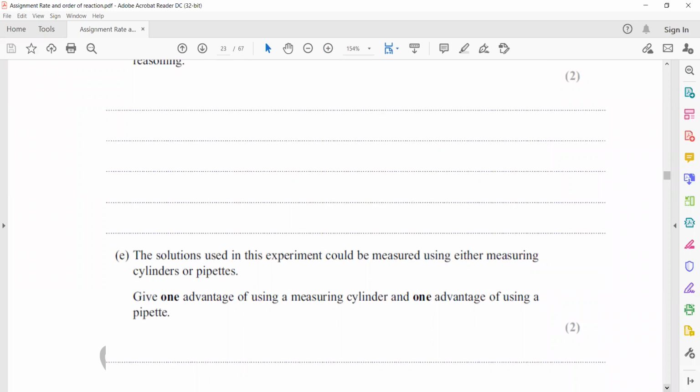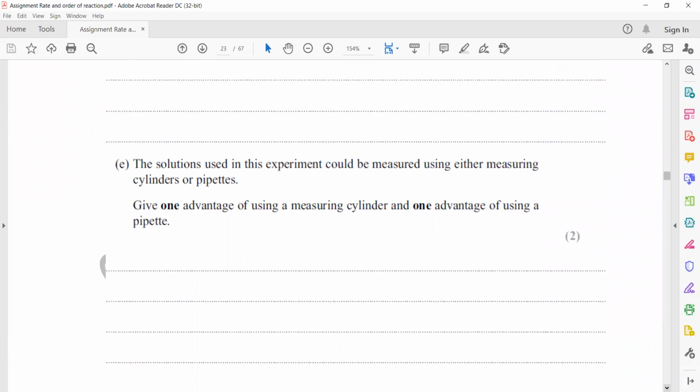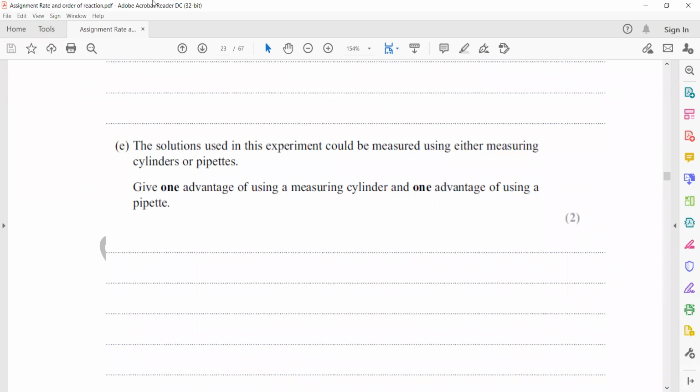The solution used in the experiment could be measured using either a measuring cylinder or a pipette. Give one advantage of each. One advantage of using a measuring cylinder is that it is fast, we can transfer it quickly. One advantage of using a pipette is that it can measure the volume as accurately as possible. So a pipette will be more accurate, and with a measuring cylinder, the solution can be transferred quickly.